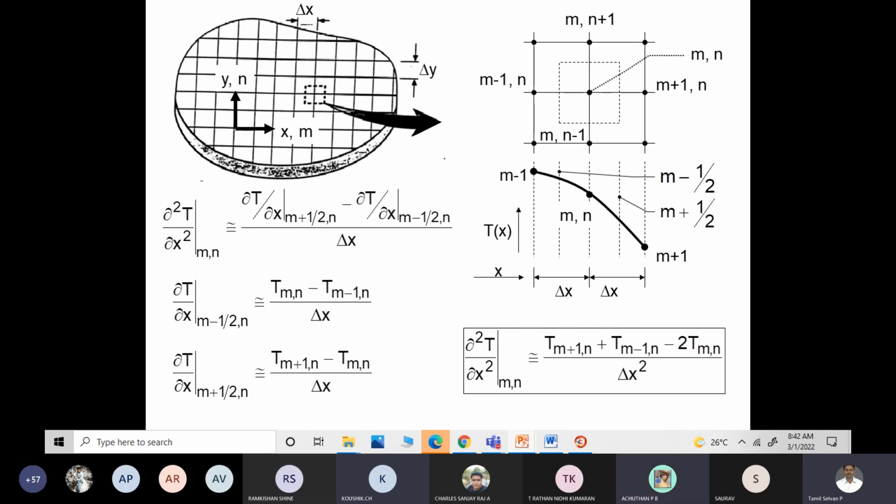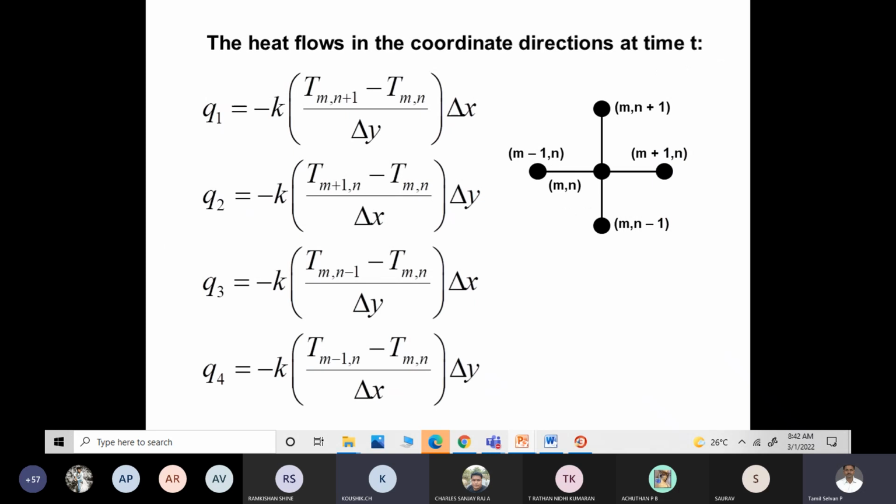Students, all of you are able to understand, because in the data book the formula will be given, so immediately you can write the equation without knowing this concept. That's the problem.